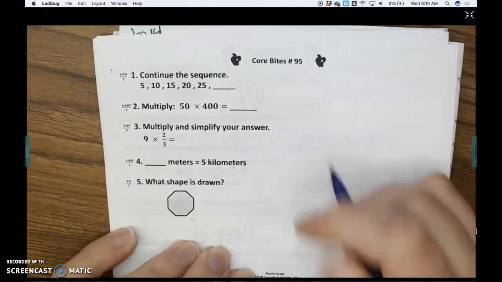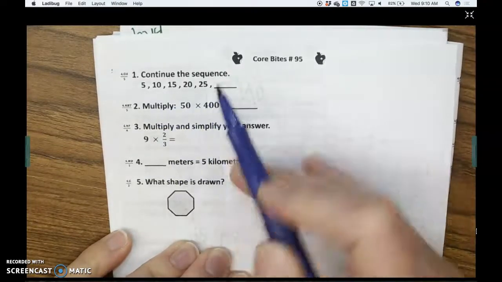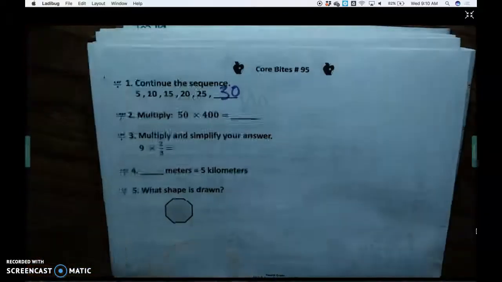So the first one says continue the sequence. So you're skip counting. So we've got 5, 10, 15, 20, 25. So your next number would be 30.